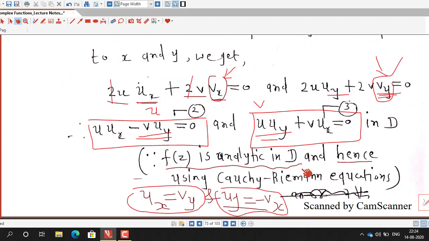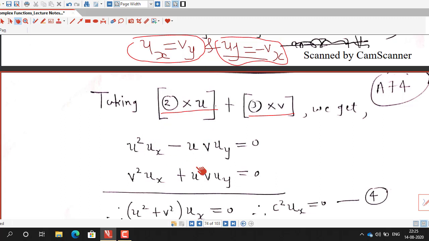Now we try to find out del u by del y. So we have to eliminate these ux terms. Here the coefficient of ux is u, and here the coefficient of ux is v. So now we will multiply equation 2 by v and equation 3 by u, so that I will have uv into del u by del x here, and here also I will have uv into del u by del x. So we multiply equation 2 by v and equation 3 by u, and we subtract equation 3 from 2.